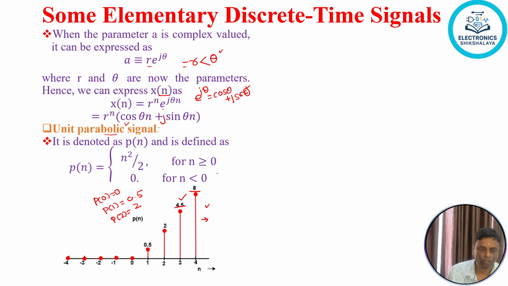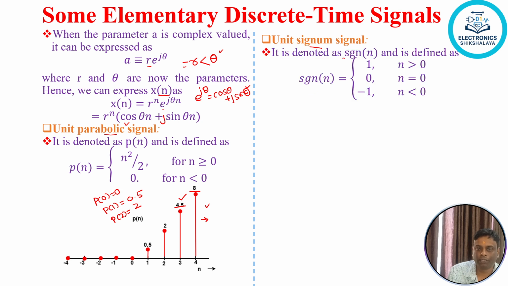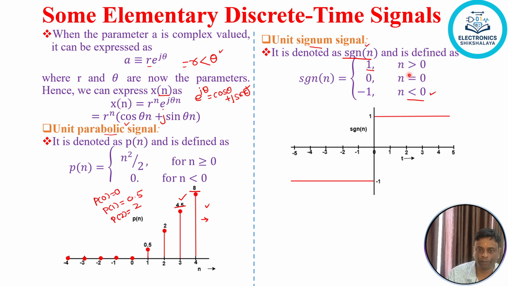The next one is the unit signum signal, or sequence, denoted as sgn(n). It is 1 for n greater than 0, 0 for n equal to 0, and -1 for n less than 0. This is called the signum signal, or signum sequence. This is the graphical representation of the signum sequence.